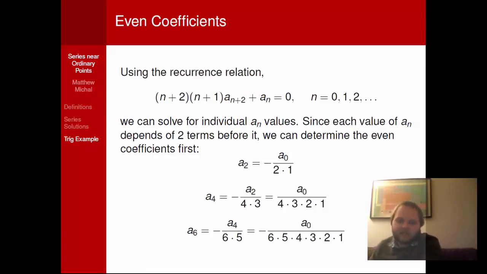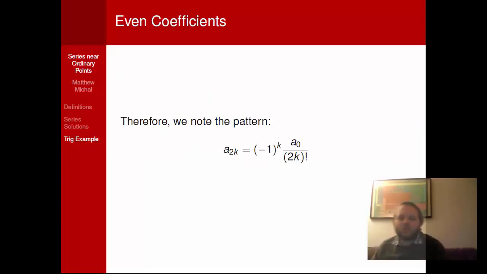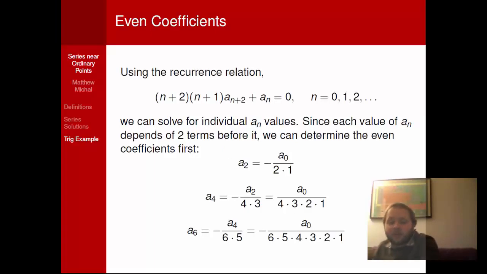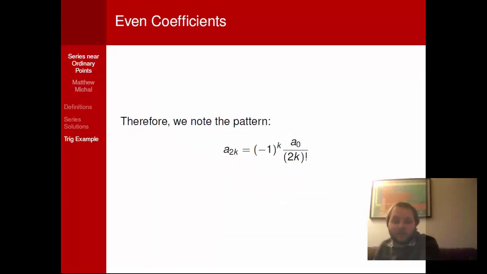So a sub 2 means there's a 2 factorial on the bottom. K is equal to 1. That would be a sub 4, which would mean it's 4 factorial on the bottom, k is equal to 2. Oh, look, there it is. A sub 6 means 6 factorial on the bottom, or k is equal to 3. Notice the k values being just 1, 2, 3, 4, 5. It does fit well with our nice alternating negative 1.